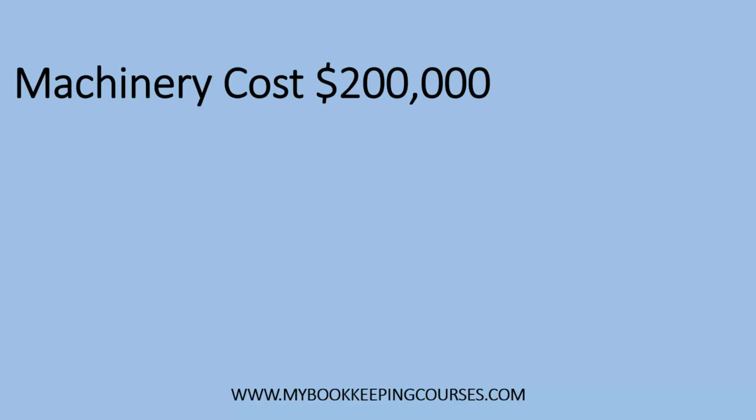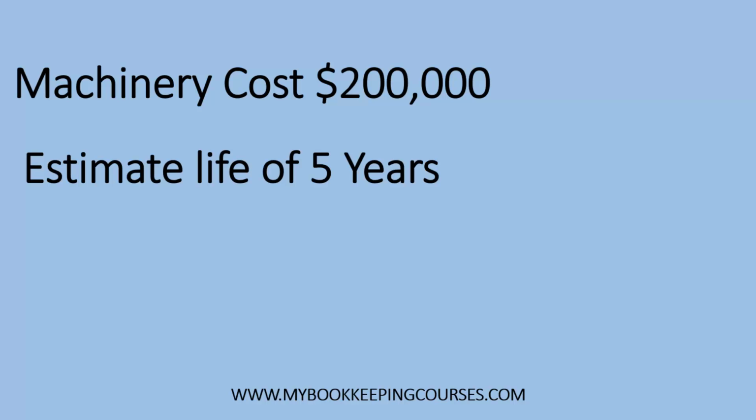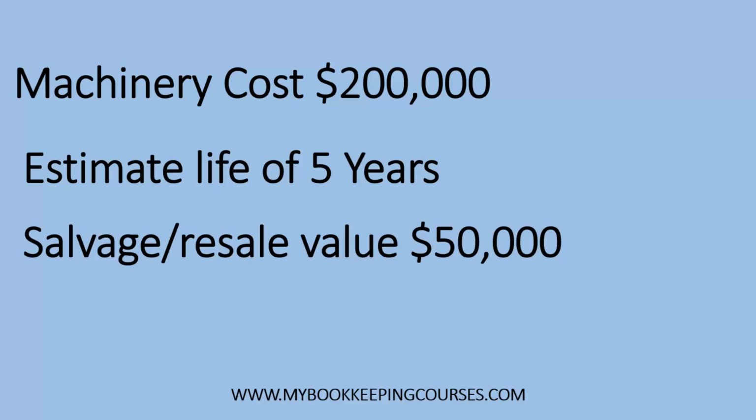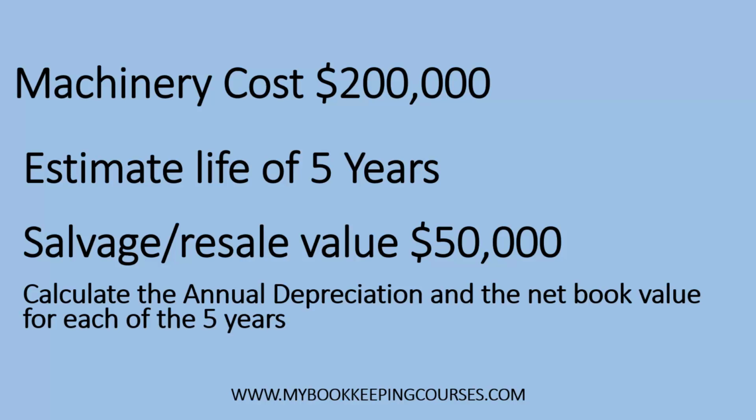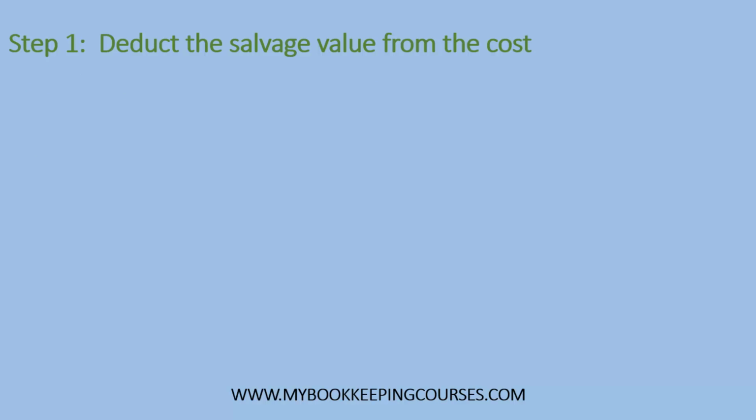Let's say that you bought some machinery at a cost of $200,000. And this machinery has an estimated useful life of 5 years. And at the end of the 5 years, you'll have a salvage value or a resale value. And this salvage or resale value is going to be $50,000. What we want to do is calculate the annual depreciation and the net book value for each of the 5 years.